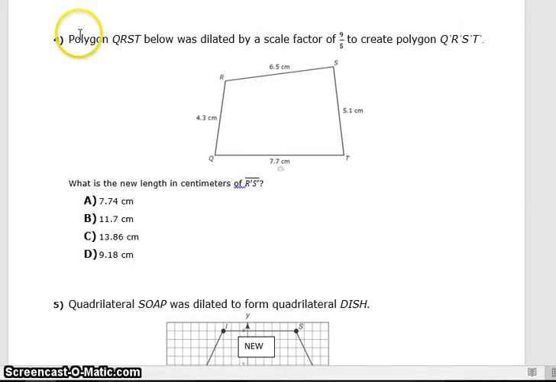Number 4. Polygon QRST below is dilated by a scale factor of 9/5 to create polygon QRST prime. What is the new length in centimeters of RS? What is the new RS prime?